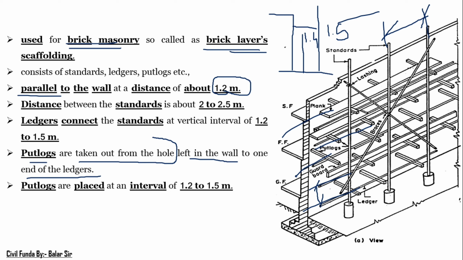Now the butt-logs are taken out from the holes left in the wall to one end of the ledger. As we discussed earlier, the butt-log is fixed by providing a hole in your wall. So it is a butt-log, an inclined member with my wall, and the interval for the butt-log is 1.2 to 1.5 meter. Clear?